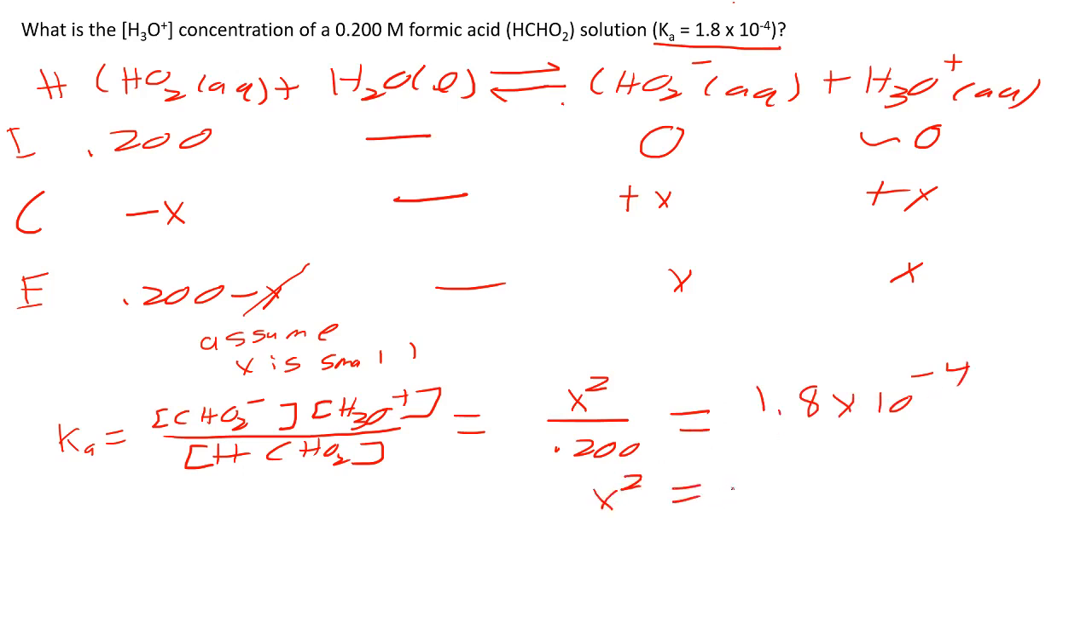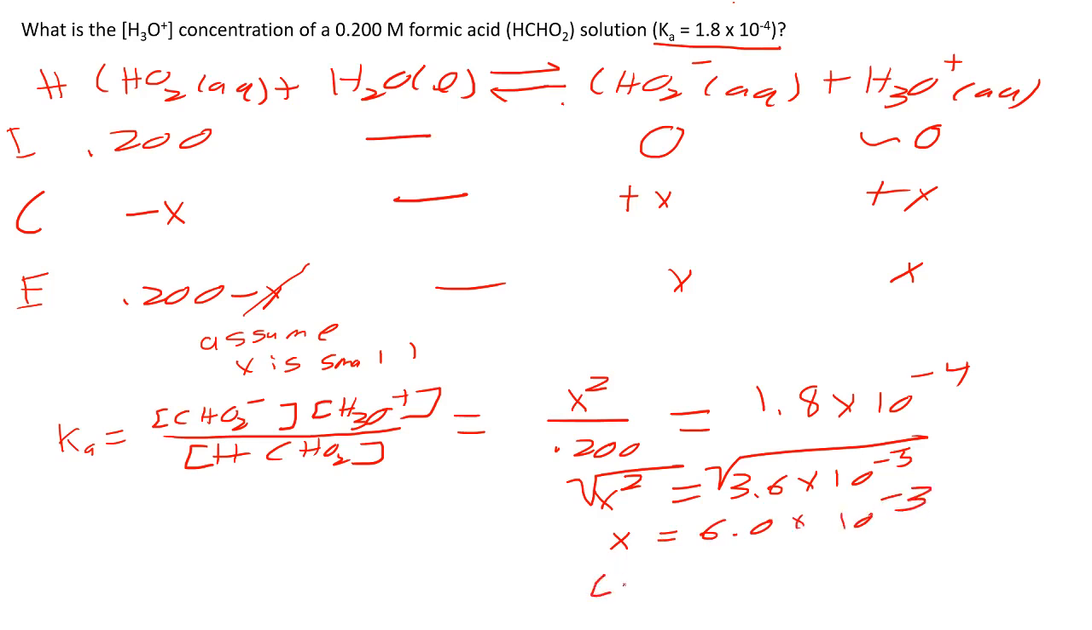We're then going to take X squared, and we're going to move our 0.2 over. When we move our 0.2 over by multiplying both sides by 0.2, we get 3.6 times 10 to the minus 5. We're then going to square root both sides, and we get that X is equal to 6.0 times 10 to the minus 3. And the problem asked us for our H3O plus concentration. So in this case, we go to our ice table, and it's just equal to X. So it's 6.0 times 10 to the minus 3 molar.